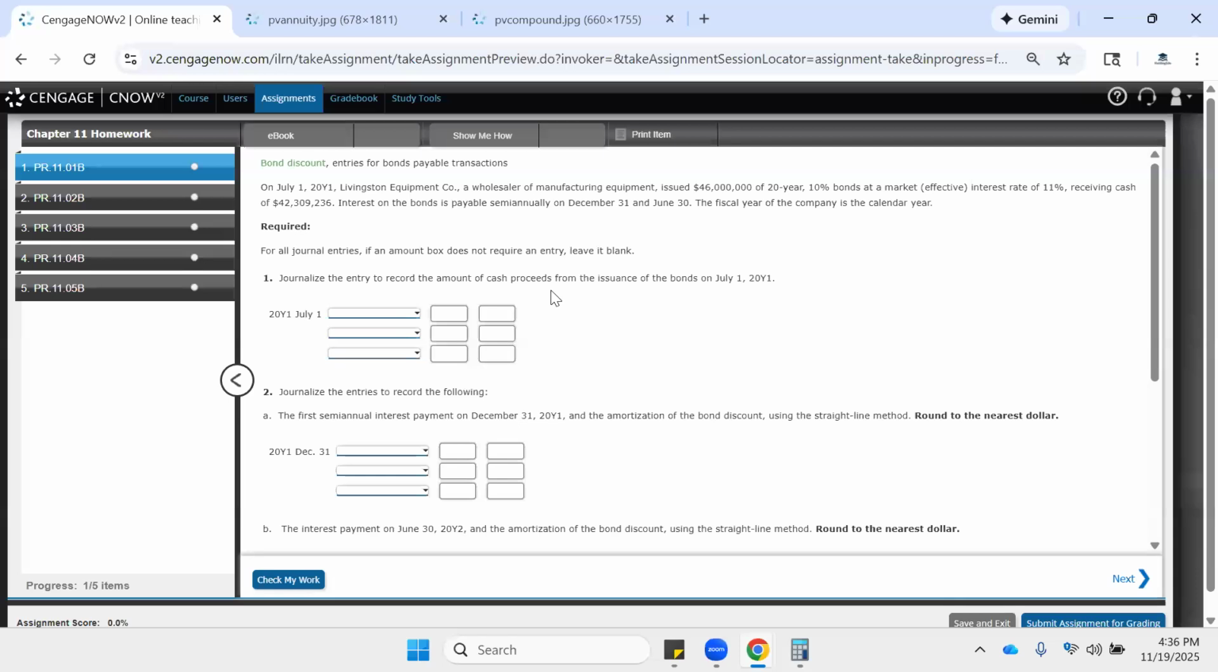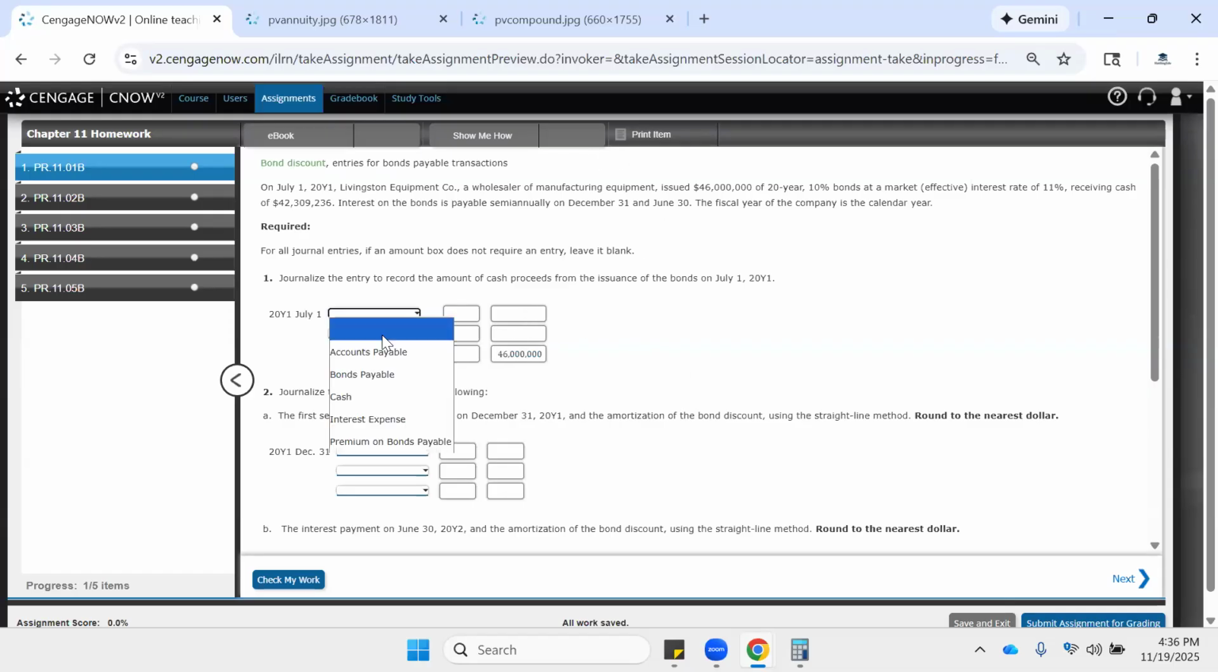So on July 1st, Livingston Equipment Company, a wholesaler of manufacturing equipment, issued $46 million of 20-year 10% bonds at a market interest rate of 11%. So they received cash of 42,309. The 46 million is the par value of the bond. And the par value of the bond is always what's going to be credited to bonds payable. So that's $46 million.